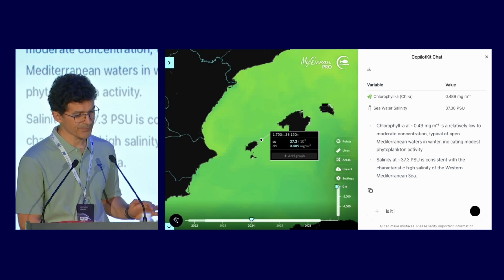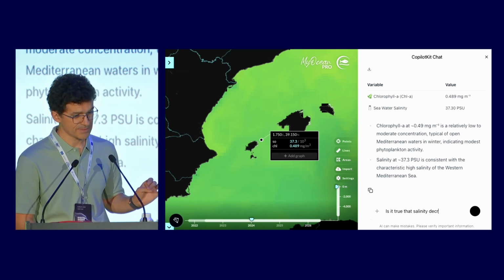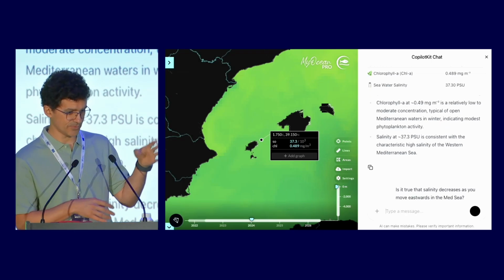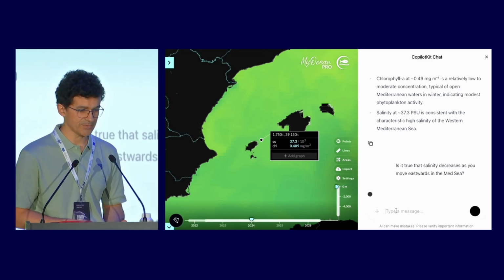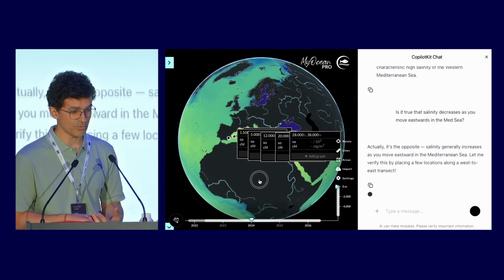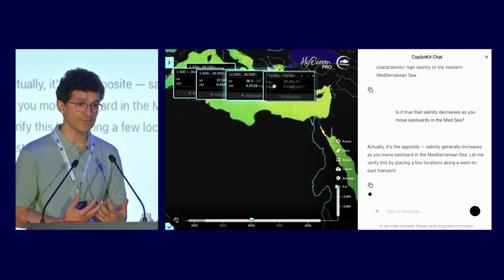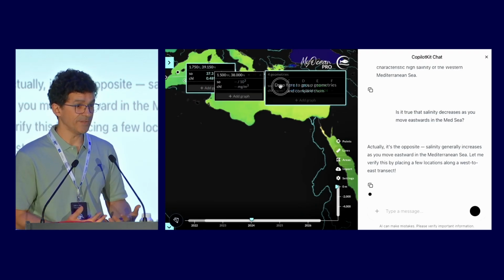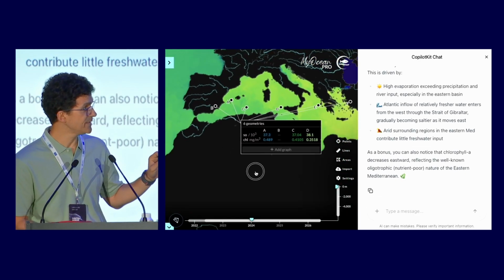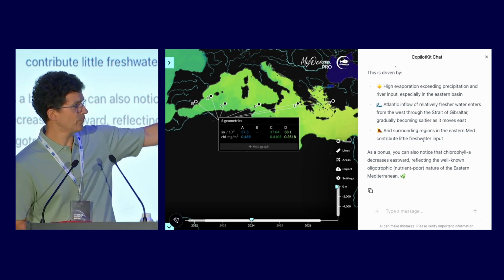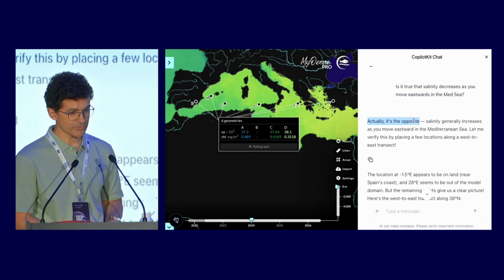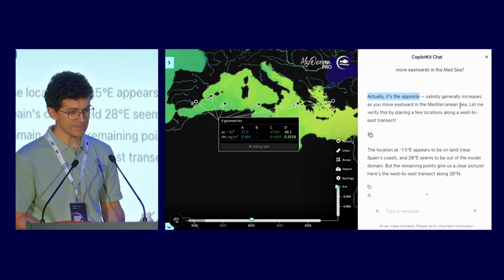We say, is it true that salinity decreases as you move in the Mediterranean Sea from west to east? So obviously, the opposite is true, and the agent knows that this sentence is wrong, but we were surprised by how it reacted. Instead of saying you're wrong, it proved it, and it proved it with the Copernicus data. So it placed some pins in the Med Sea basin, left to right, and we were just cleaning the pins up a bit, but it read the values for those pins and then explained. So actually, it's the opposite.